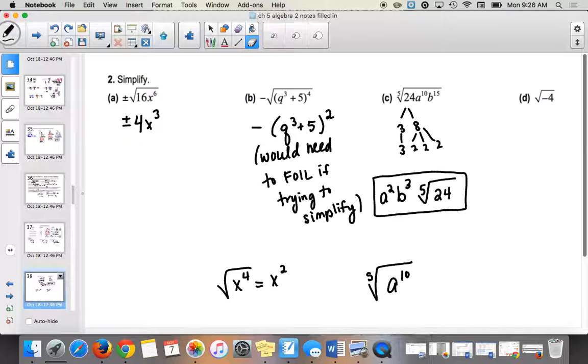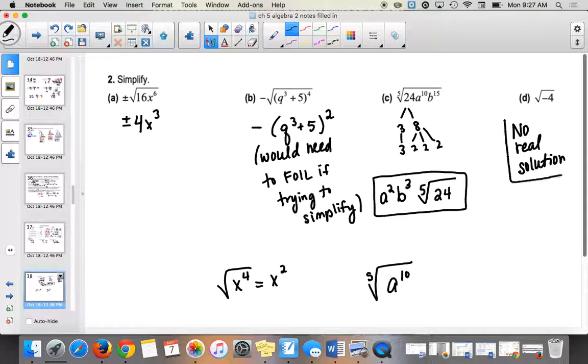All right, so this next one, yeah, no real solution. That will end up being what we call an imaginary solution. So no real number. All right, let's try the next one.